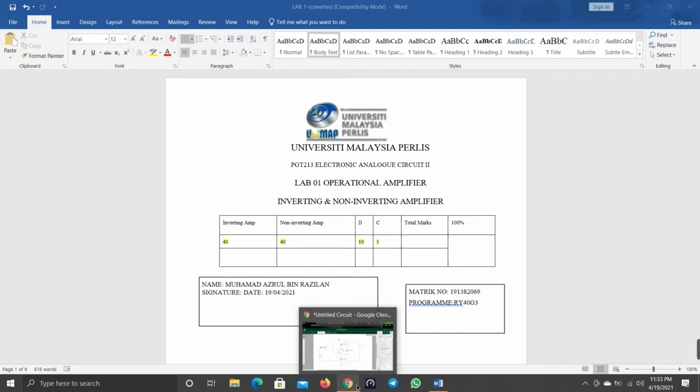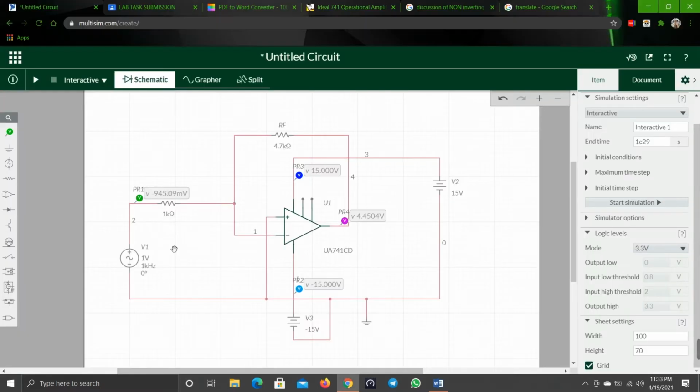Today I would like to present the operational amplifier. So this is my part A, which is the inverting amplifier. This is my circuit, completed. So this is my schematic.